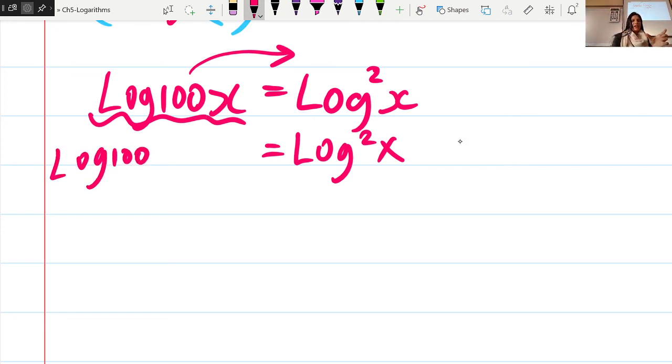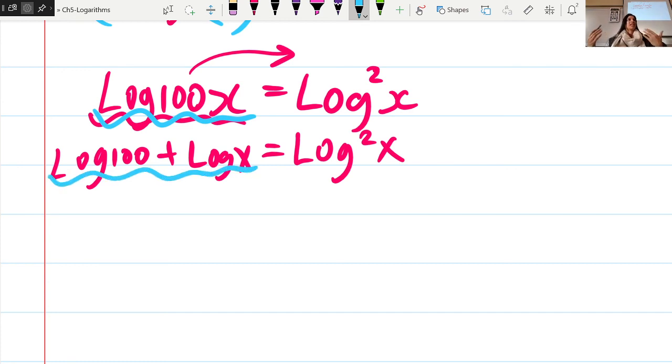Log 100 plus log x. Does everybody see that that's the same thing? So that this and this mean exactly the same thing. We're just going backwards in our rules. And then somebody else called out that this is just the number 2. Are we all good with that?